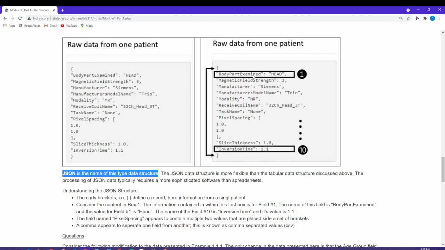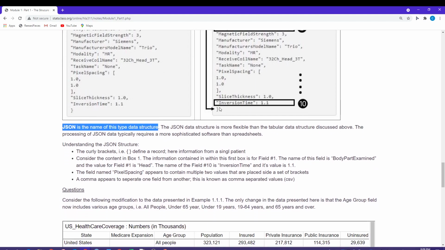Now the value for that particular field is head. So these were head scans. So this was a head area that was examined. Another field that's contained in this data is the magnetic field strength. We can see that that has a value of 3. Or down here in the last box, inversion time would be another field.